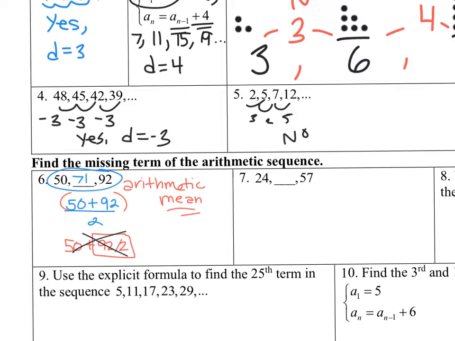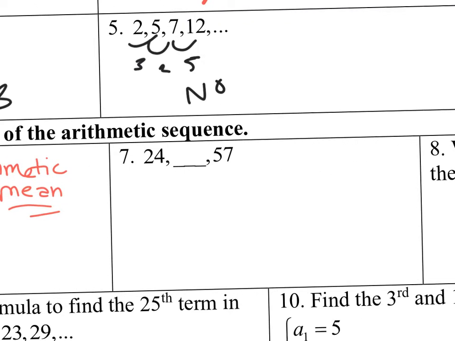Okay, number 7. Again, find the arithmetic mean. So what you're going to do is add up 24 plus 57 and then divide it by 2. So 24 plus 57 divided by 2 is 40.5.